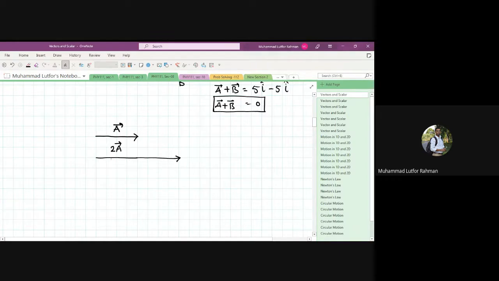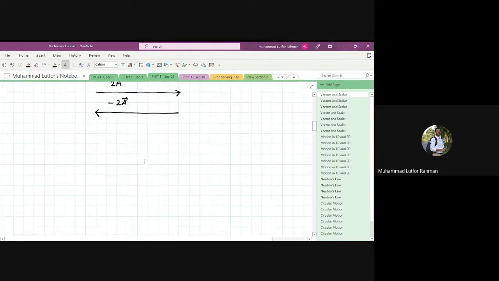So that means I can increase the length of a vector by multiplying by a scalar quantity. I can also flip the direction. So if I write minus twice A, it would be totally in the opposite direction, right? So I'm just multiplying a vector by a scalar quantity, and I can change the orientation of this vector in that way. That's actually called multiplication. We'll talk about this in the multiplication section.